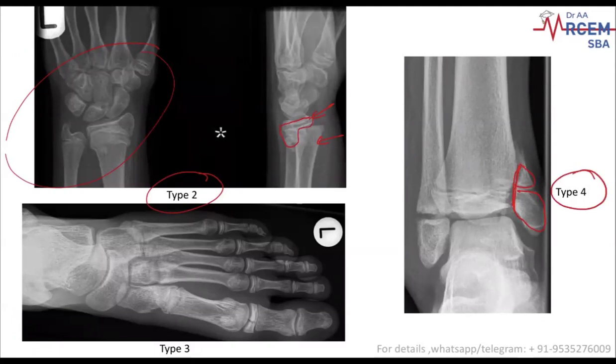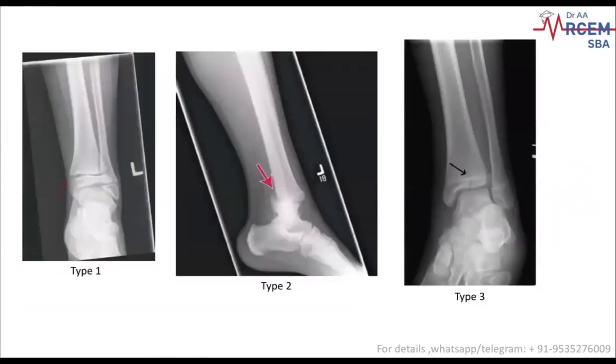It is known as type 4. Type 3, what has happened? Only the lower part, that is the epiphyseal fracture, is seen. Metaphysis is still intact. This is known as type 3 Salter-Harris classification of a fracture.